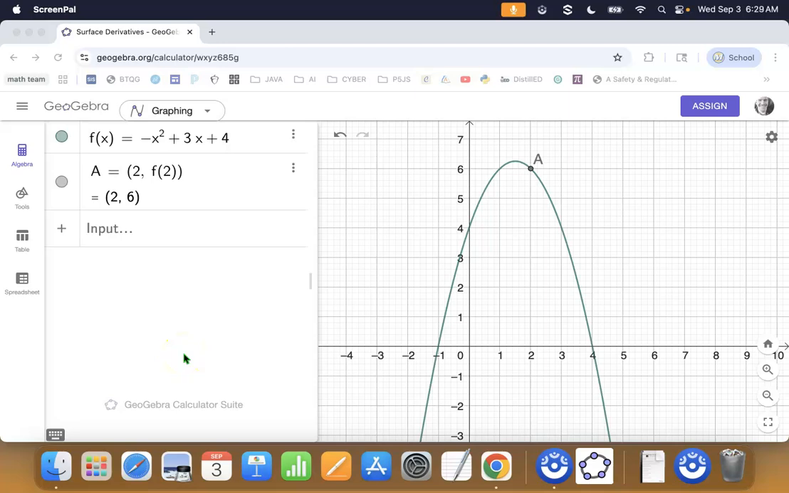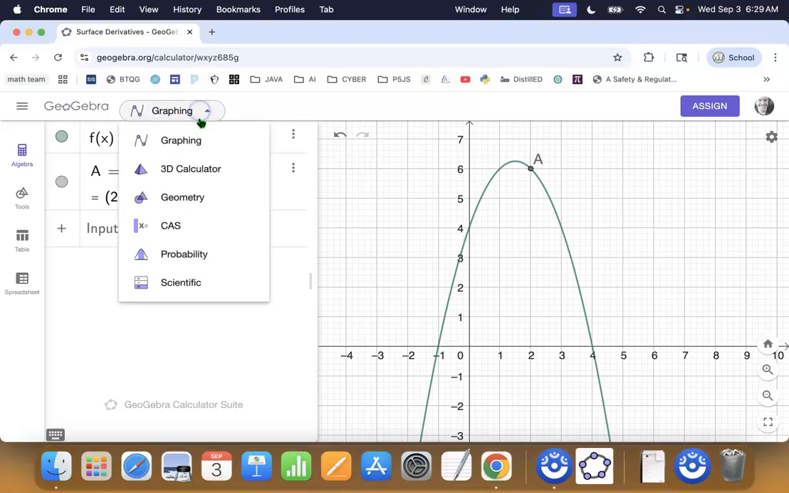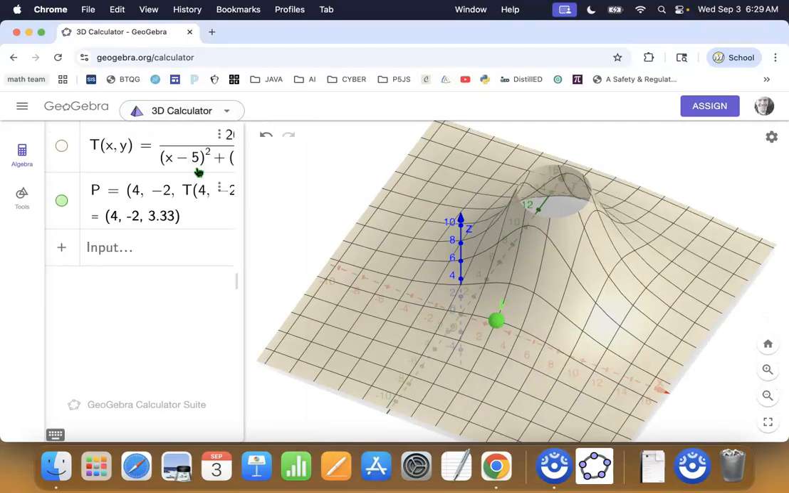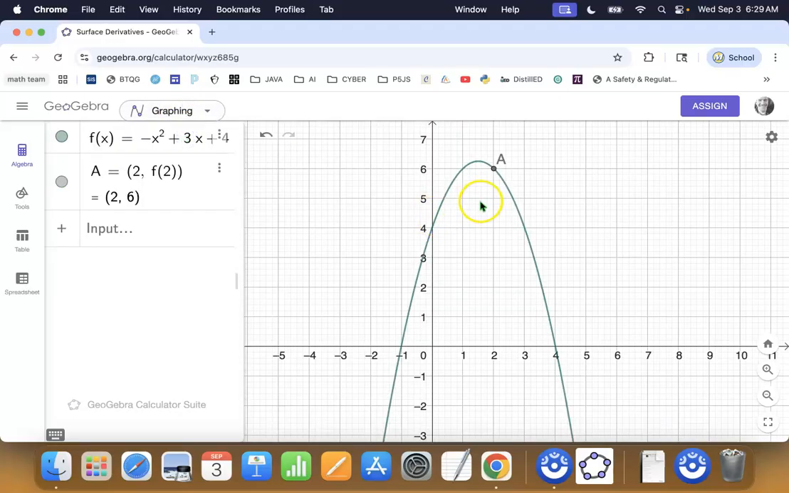Hey kids, so I want to compare finding the slope of a graph that you've been doing forever and finding the so-called slope or the steepness of a surface at a given point. And I'm hoping to convince you that they're kind of the same process. So let me go back to the graph for a second. Now in the graph, I want to find the slope at that point A.